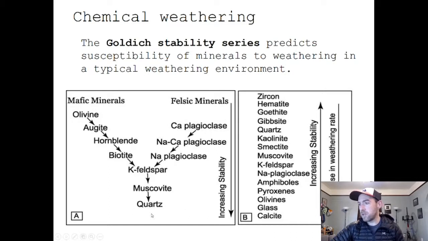Muscovite's a little bit of an anomaly. It's pretty susceptible to weathering, although there's some details associated with that, right? But so the Goldich stability series is sort of what you would consider the weathering susceptibility, and it's sort of the opposite of the Bowen's reaction series in a sense, right? So the things that crystallize out of a melt first or at the highest temperatures would be the ones that you would consider to be the most susceptible to chemical weathering first, okay?